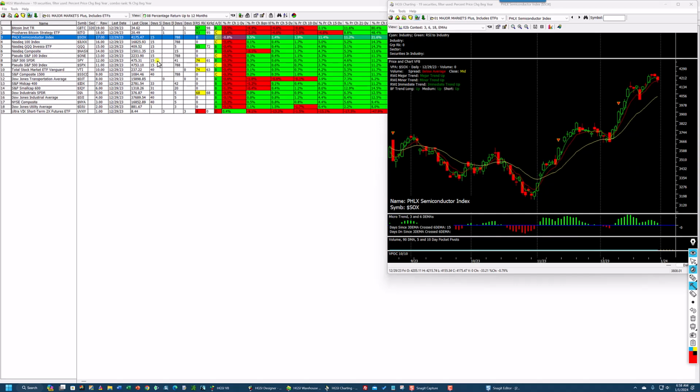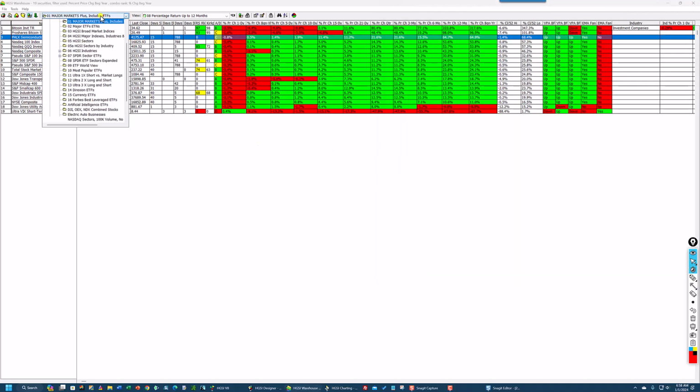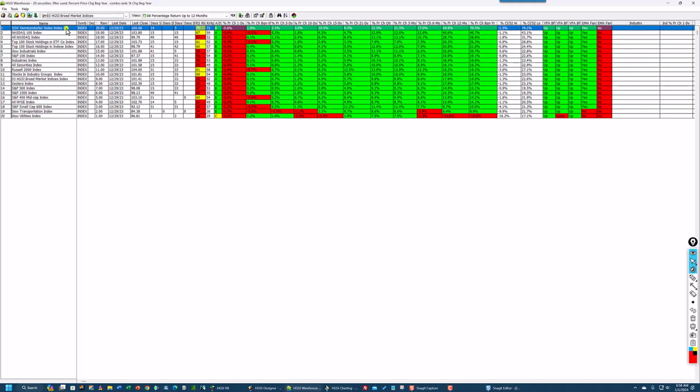Now this is that market cap weighted index, the SOX, and I want to look at the stocks within the SOX. So let's drop down. I need to get out of this drawing tool. I'm going to drop down to my broad market indices, and you can see that these are the indexes that are created by HGSI. And it's been 14 days or 15 days since the crossover on this. So a little bit different.